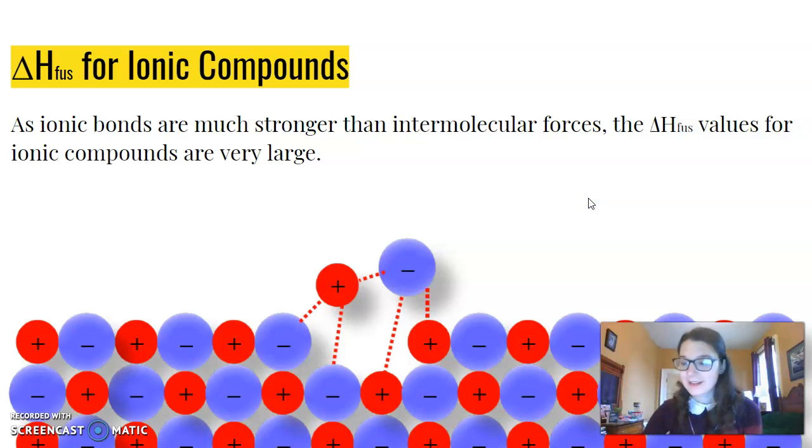For ionic compounds, we obviously have ionic bonds, which is a stronger intermolecular force than dipole-dipole or London dispersion forces. So the delta H fusion values for ionic compounds are very large.